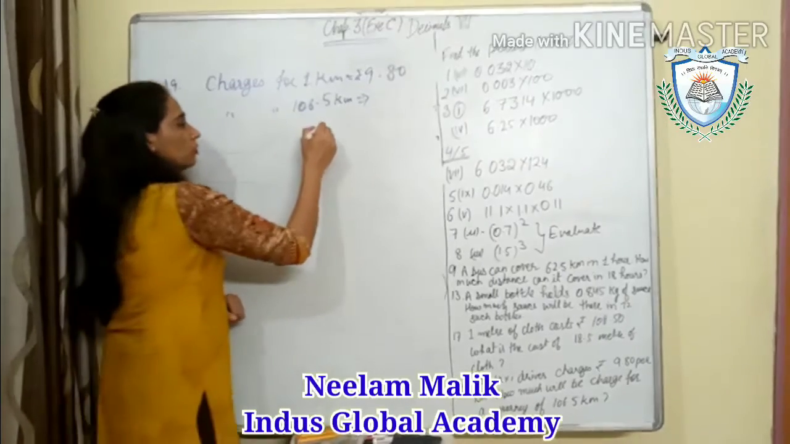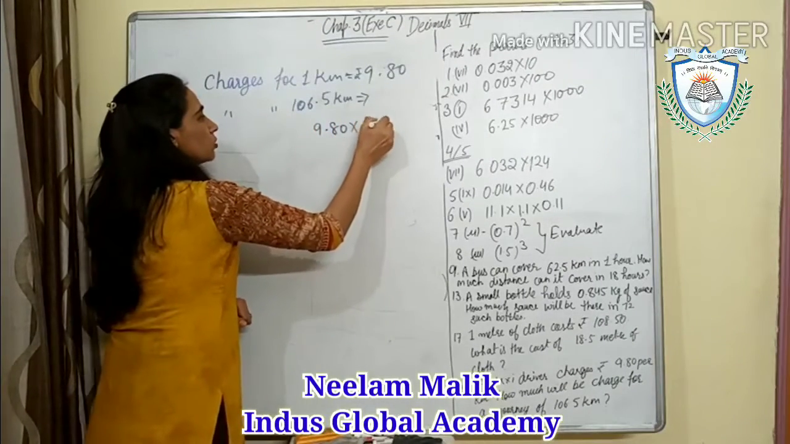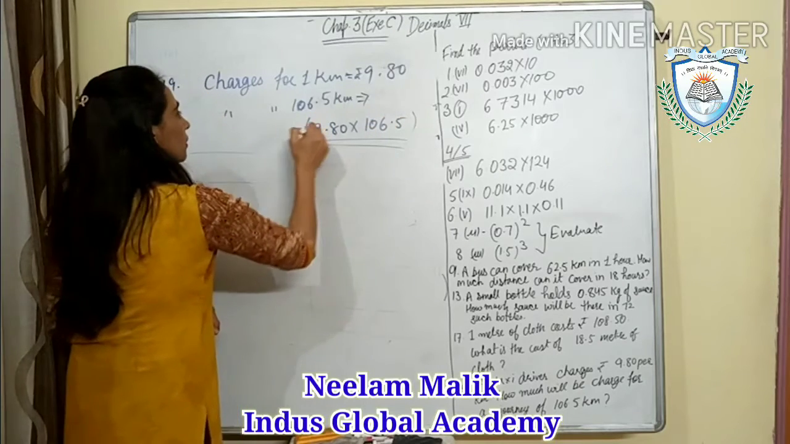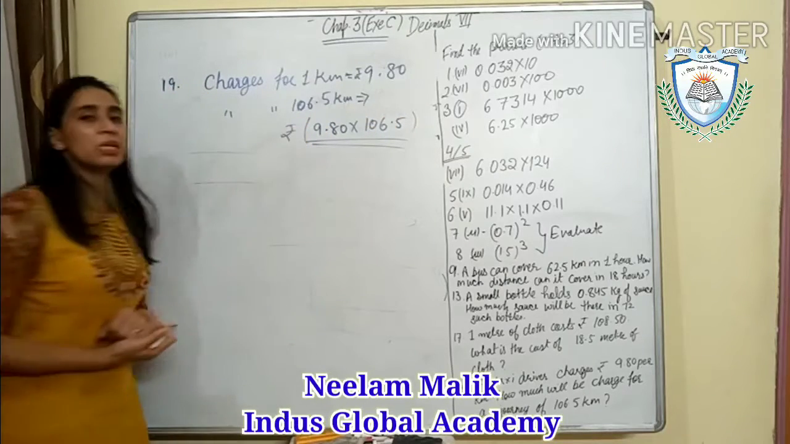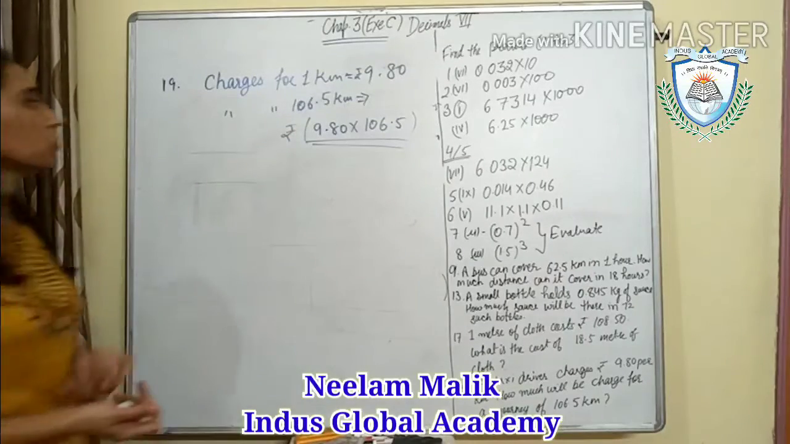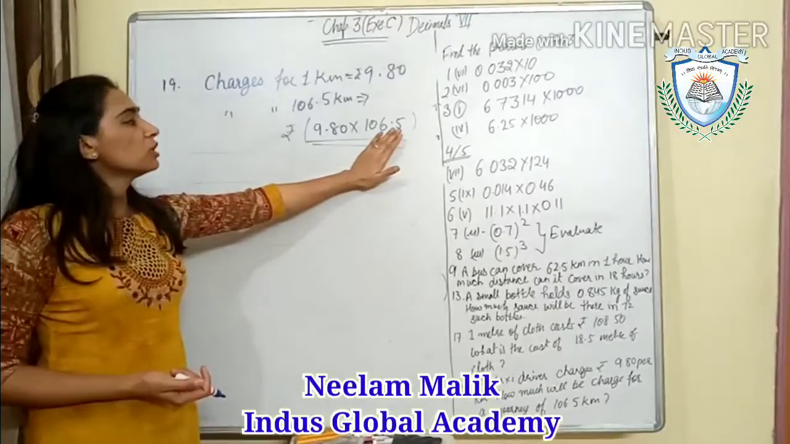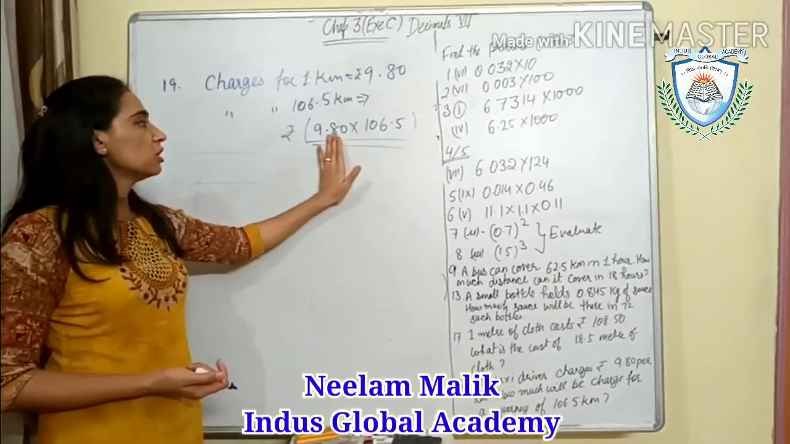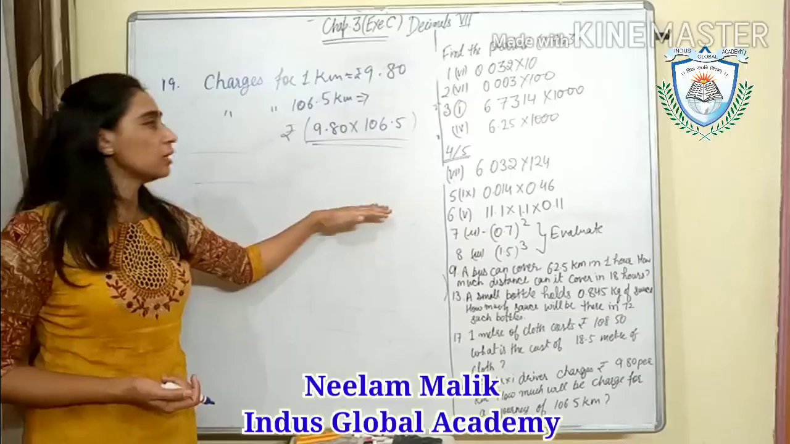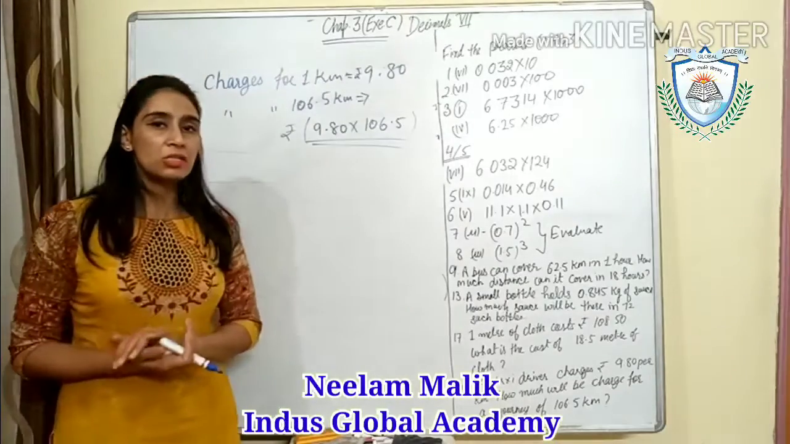So what will we do? 9.80 into 106.5. We will multiply this. Whatever we get, that answer will be in rupees. You will do this multiplication on your own. Whatever you get in your answer, then you will count the decimal places. There is 1, there are 2. So you will count 3 digits from the back side and put your decimal point. All these sums are very easy and all are the same.